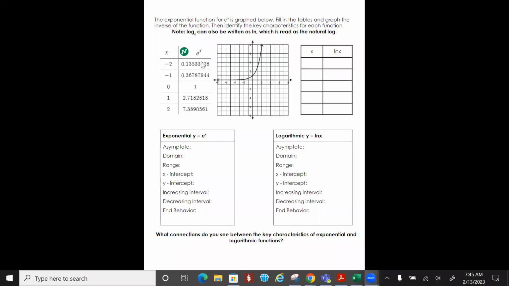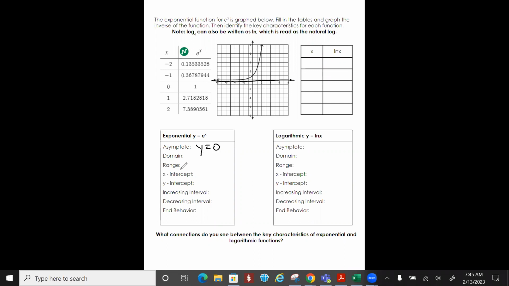Is going to be e to the x. What is the asymptote for this guy? What is the horizontal asymptote? I don't think you have this in your packet. What's the horizontal asymptote for this one? Where does it approach but never touch? 0. Okay, so we're going to say the asymptote is y equals 0.